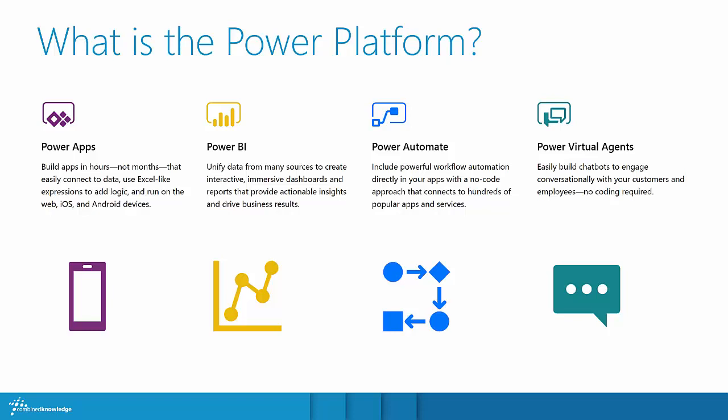Power Virtual Agents is the kind of bots that you encounter on websites. So sometimes when you go to a website, a little "Can I help you" bubble pops up. Now, sometimes those are manned by real people, and sometimes they're automated. So Power Virtual Agents allows you to automate chat.